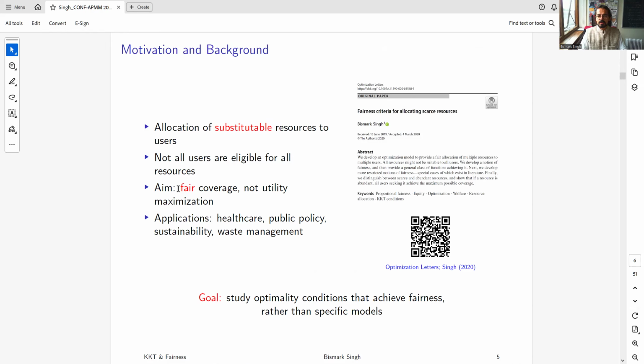So as I hinted a few minutes ago, our goal is to study fairness, specifically to study the optimality conditions of some model that would achieve some notion of fairness. We are not interested in specific models which have some goals to fulfill in terms of utility, but rather studying the optimality conditions that will achieve certain notions of fairness.